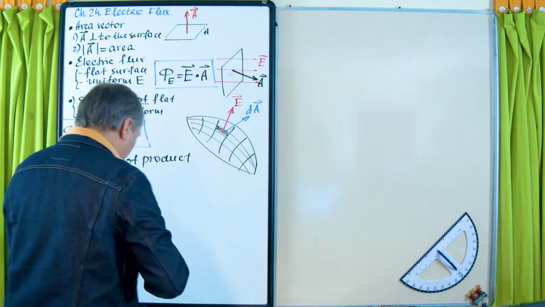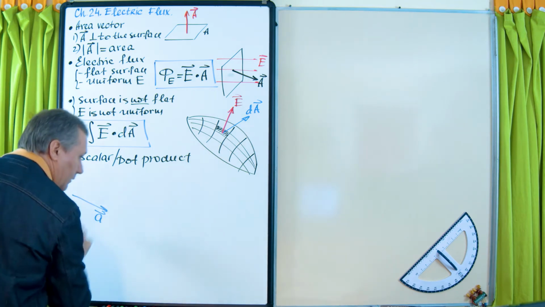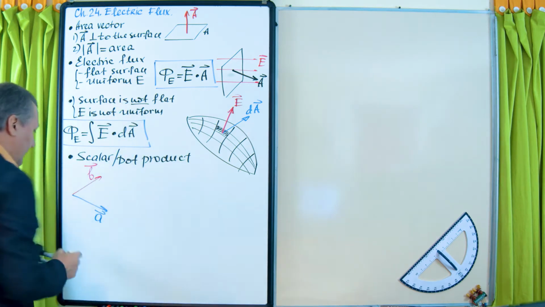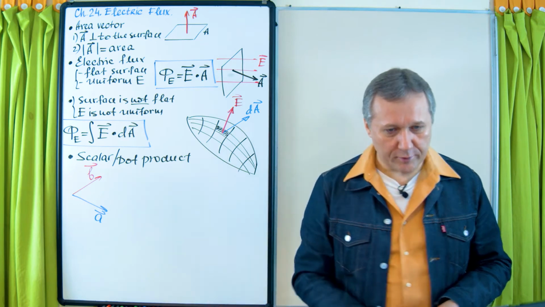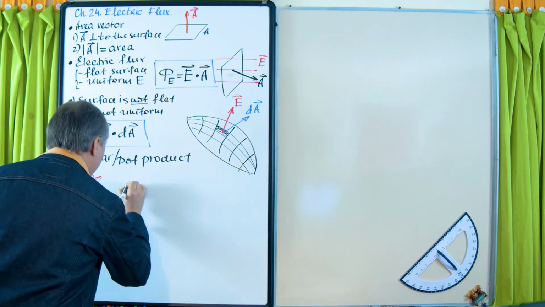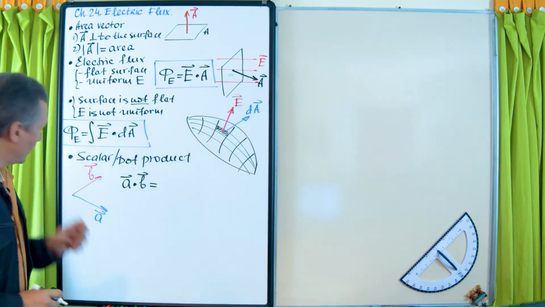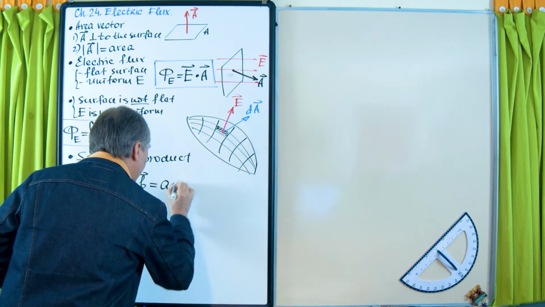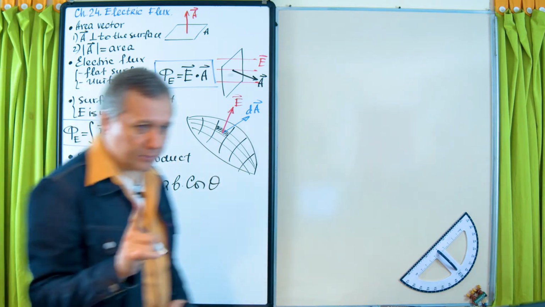So what is that? Let's say you have two vectors. Let me draw vector A, I use small a, and let's say vector B. So we can calculate a scalar or dot product of these two vectors, A dot B. If you know the absolute value of this vector and the absolute value of that vector, it's better to use A times B times the cosine of the angle between these two vectors, the correct angle between these two vectors.